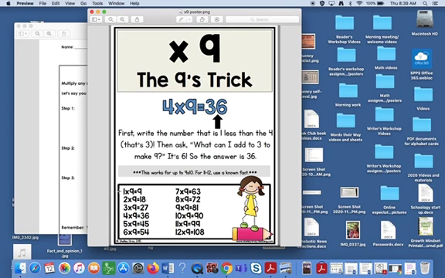1 times 9 is 9. 2 times 9 is 18. 3 times 9 is 27. 4 times 9 is 36. 5 times 9 is 45. 6 times 9 is 54. 7 times 9 is 63. 8 times 9 is 72. 9 times 9 is 81. 10 times 9 is 90. 11 times 9 is 99. 12 times 9 is 108.